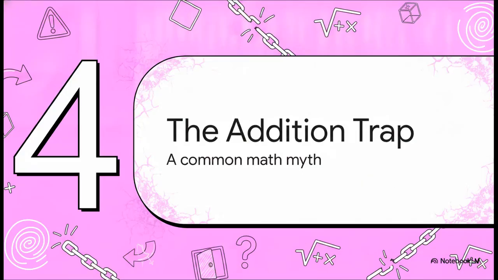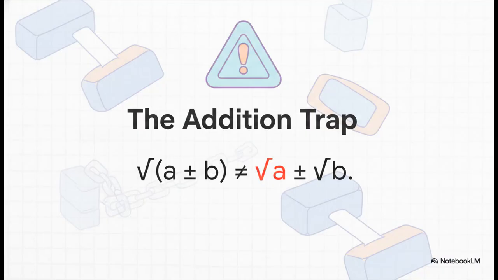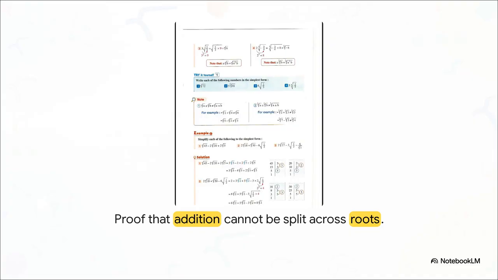All right, Section 4, Beware the addition trap. Okay, listen up because I need you to pay close attention to this next part. We are about to bust the single most common math myth that catches students off guard all the time. Check out this warning. The square root of a plus b does not equal the square root of a plus the square root of b. I repeat, it does not. While multiplication and division play super nicely with roots, addition and subtraction absolutely do not. You just cannot split addition or subtraction across separate roots. No way. Let's actually prove this so it sticks with you forever.